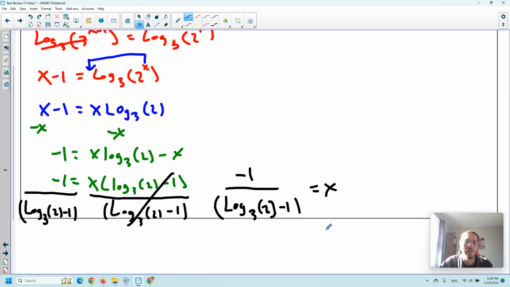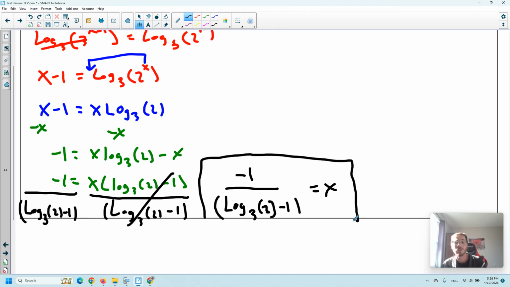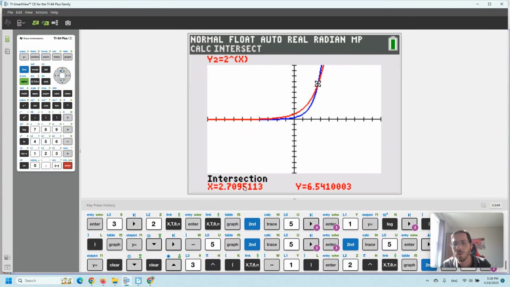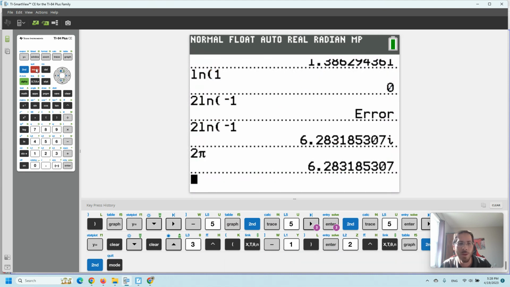equals x. And then I ask myself the question, is x by itself? The answer is yes. So the answer is this. This is actually the answer. That looks very odd. So let's go ahead and say, all right, well, we're going for something that's like 2.71. Let's see if that's close to 2.71.